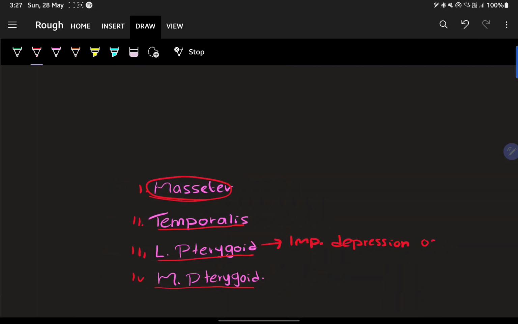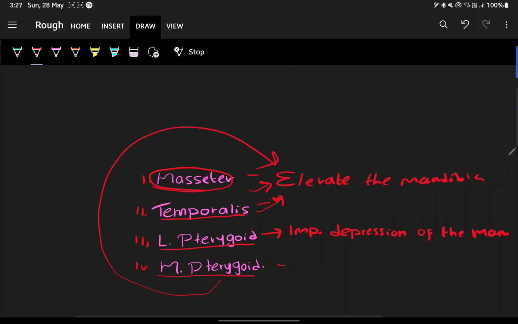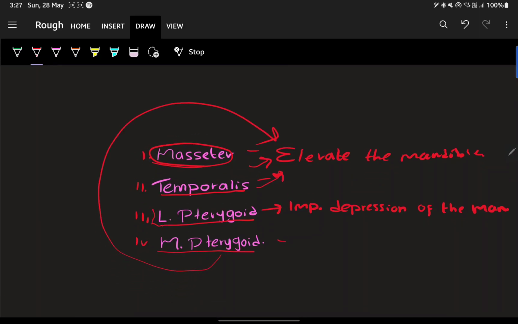of the mandible, and the other three, 1, 2, and 3, do not help in depression of the mandible. They elevate the mandible. This one, this, and this. So that's why the lateral pterygoid becomes the most important, because it stands out from the rest.